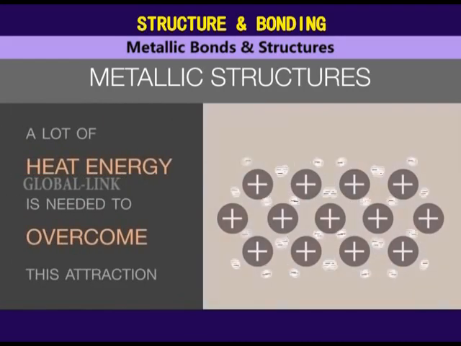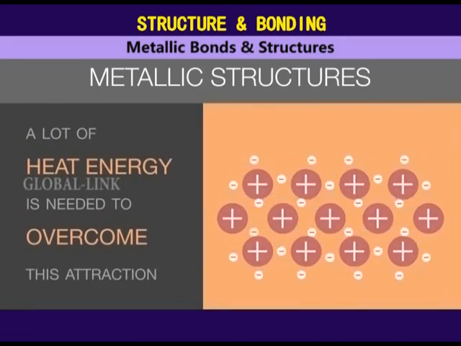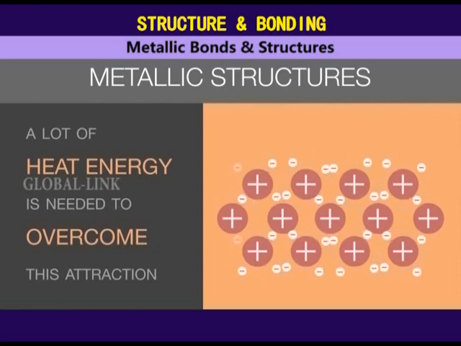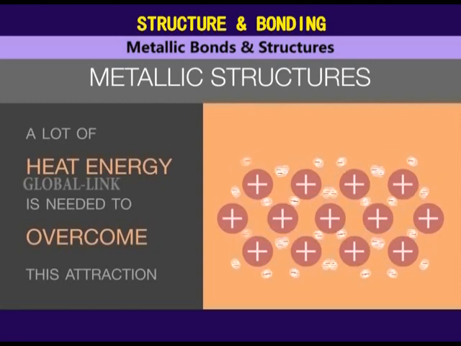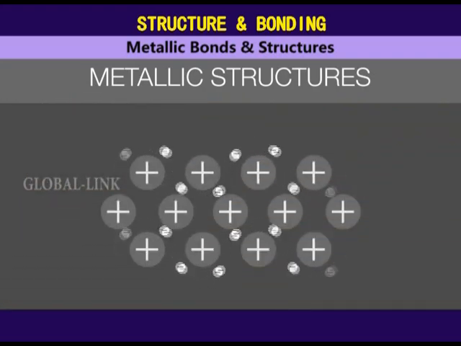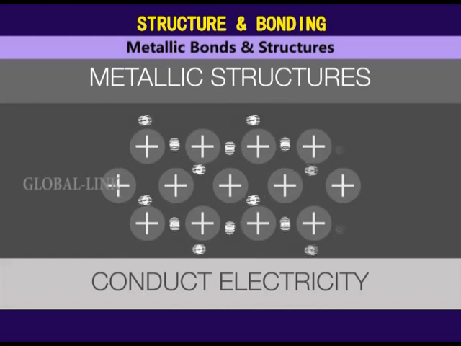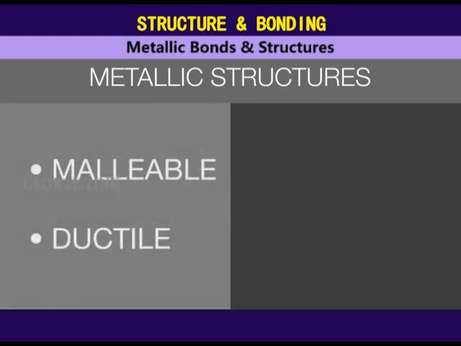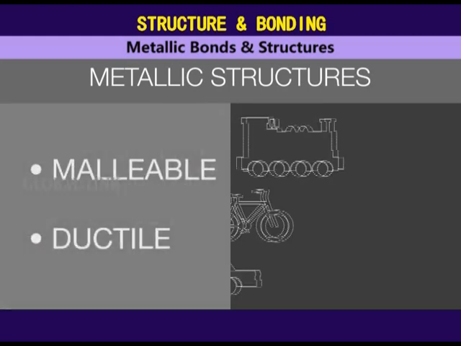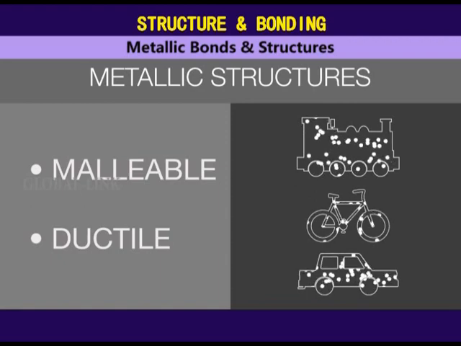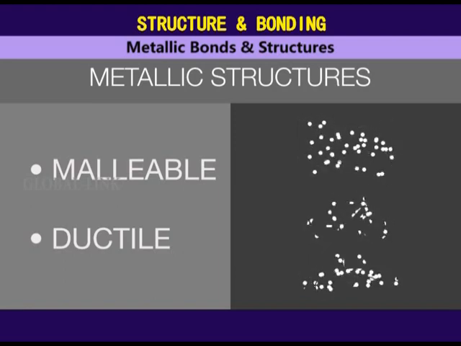This is a very strong attraction and explains why metals have high melting and boiling points. A lot of heat energy is needed to overcome this attraction. This is also why metals are good conductors of heat. Delocalized electrons are also the reason why metals can conduct electricity. Metals are malleable and ductile because no matter what shape the metal takes, the delocalized electrons will conform to that shape. The strong electrostatic force will remain, and therefore the structure stays intact.